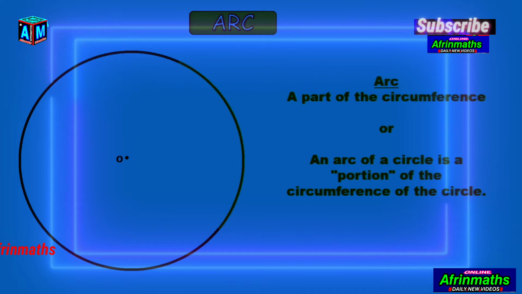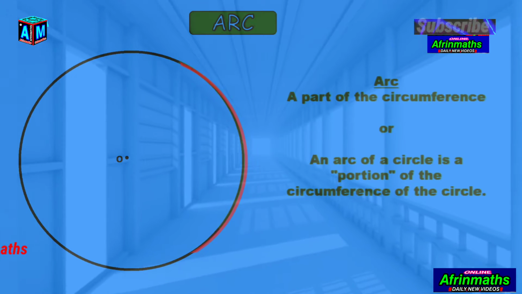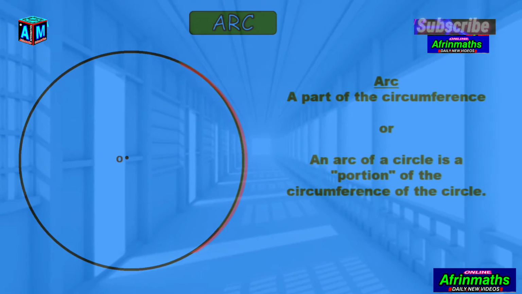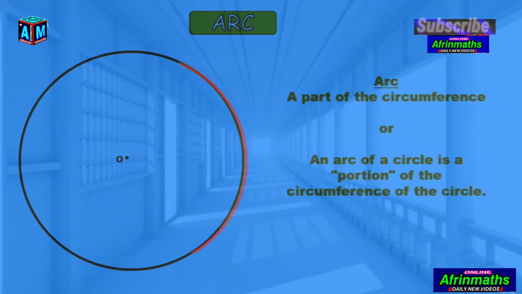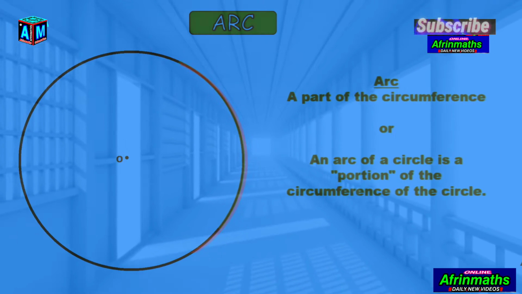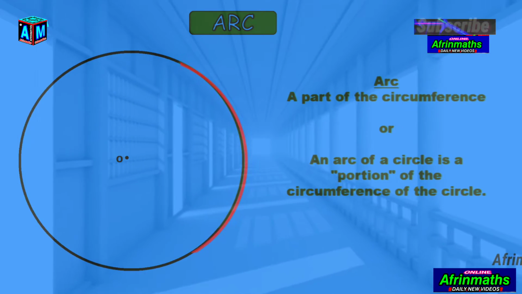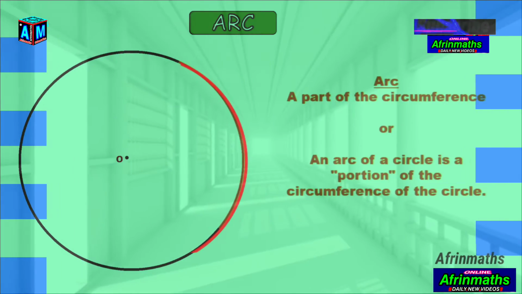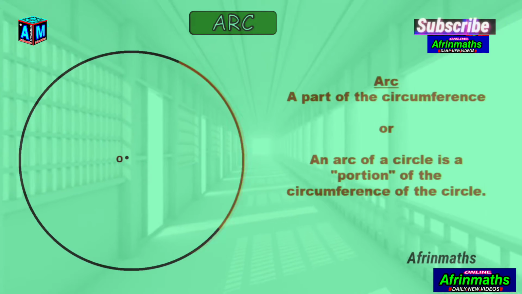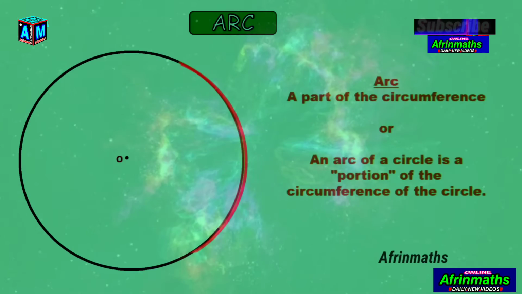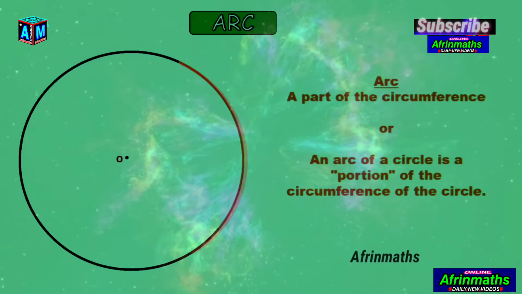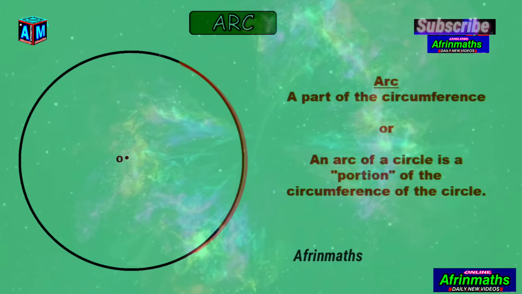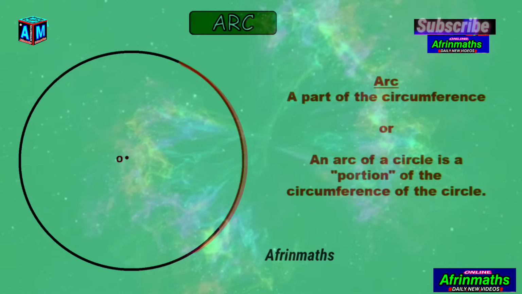Next property, arc of the circle. An arc of the circle is a part or segment of the circumference, or it is a portion of the circumference. An arc is named based on its endpoints, like arc AB or arc PQ. If the length of an arc is exactly half of the circle, then it is called a semicircular arc.